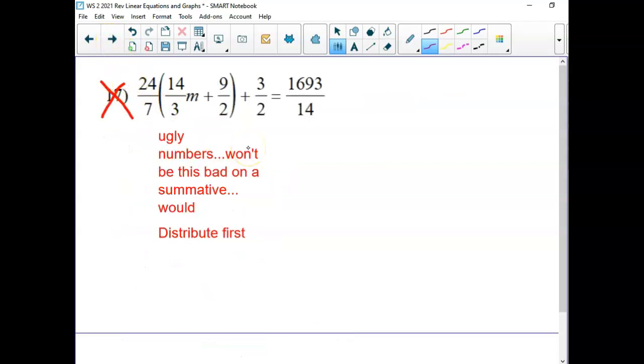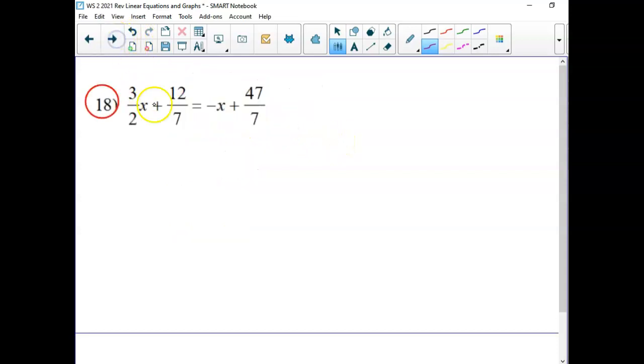All right, number 17. I am not going to give you one with numbers this ugly on the test or quiz, and so I'm just going to skip this one because it's just plain ugly, okay? You would have to distribute before you bothered to use the least common denominator. But I think, isn't 19 like that? Does 19 have parentheses in it? Yeah. So we'll do 19 instead. This one just had huge icky numbers and I'm voting we skip it. All right, let's do 18 real fast.